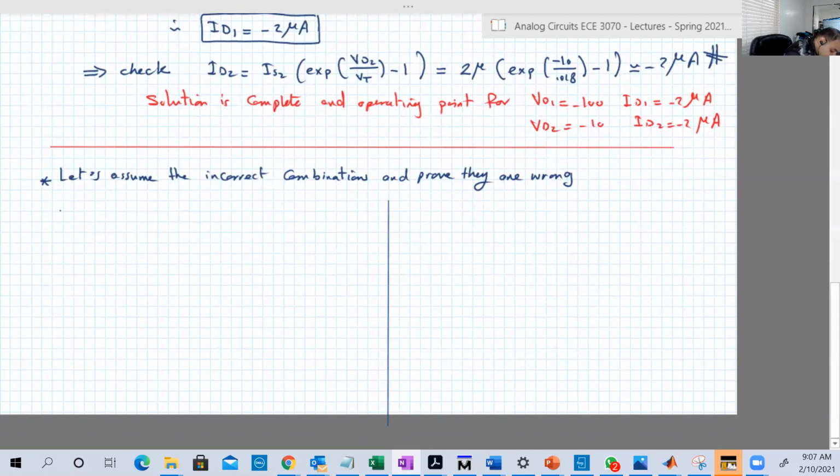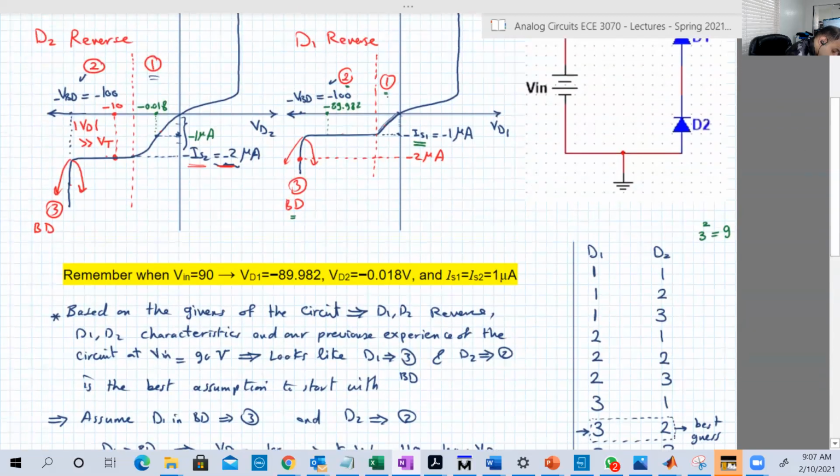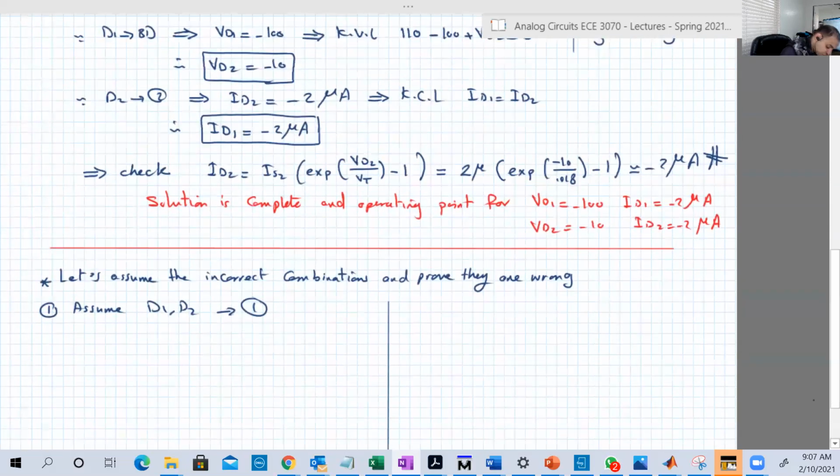Okay, so let's start with the first one. Assume D1 and D2 in region 1. So this is region 1 here for D1, and this is region 1 for D2. In region 1, usually VD is comparable to VT, or very small compared to VT.